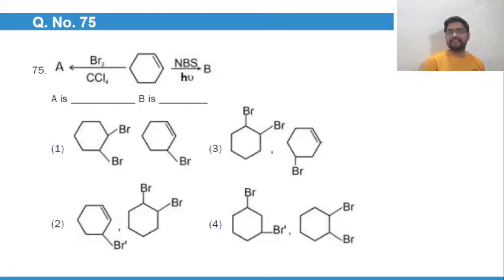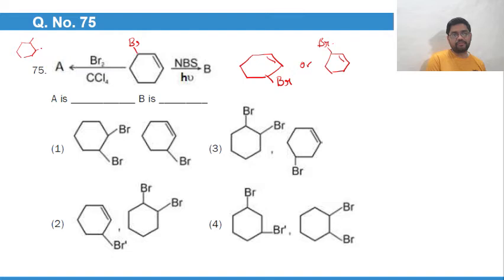75. NBS, it is for what? Allylic substitution. So here you will get bromine. Okay, let me draw the structure over here. You can get bromine over here, or you can get bromine over here, because these are allylic carbons. And for A part, you can easily see it is a halogenation reaction. So you'll get bromine like this.